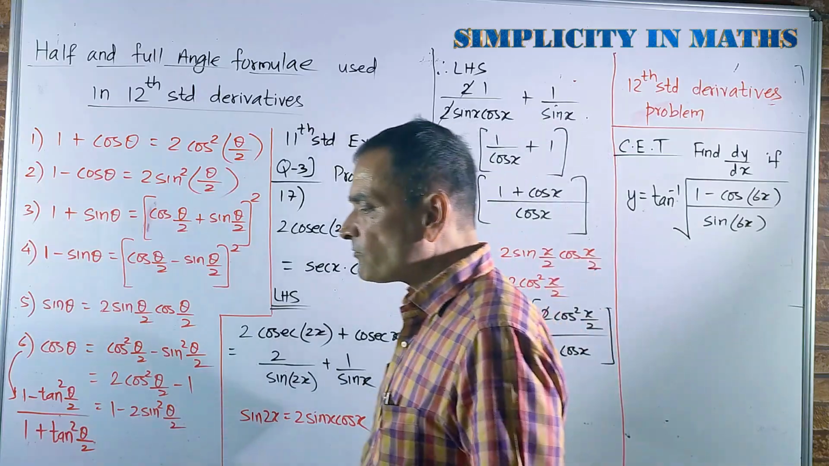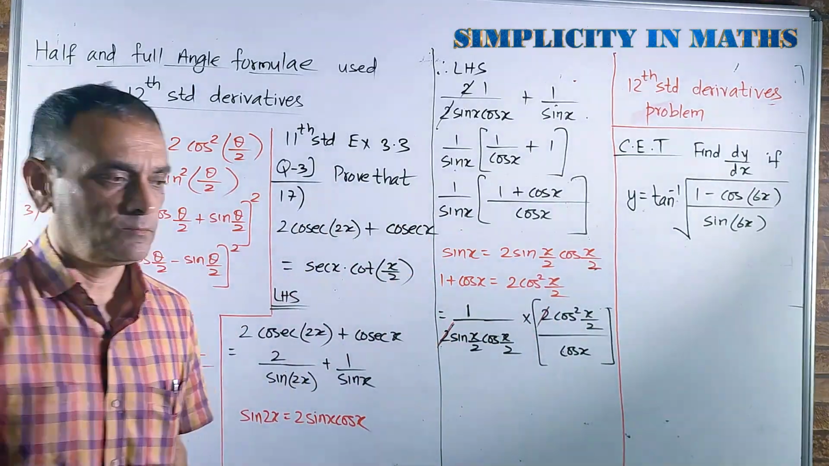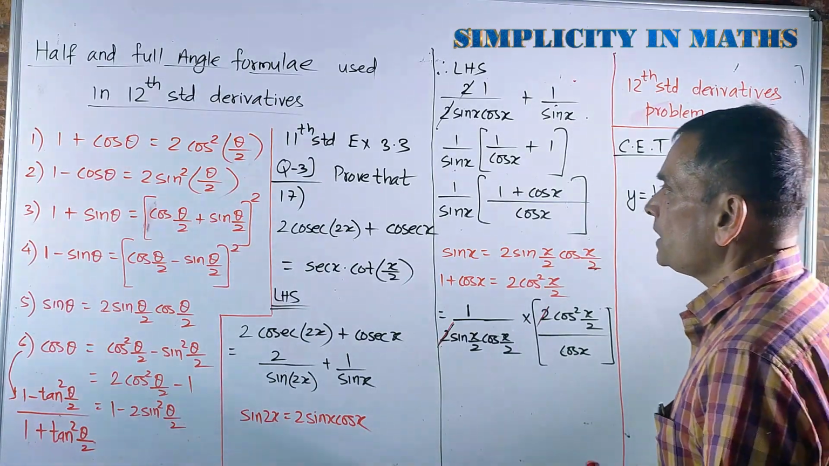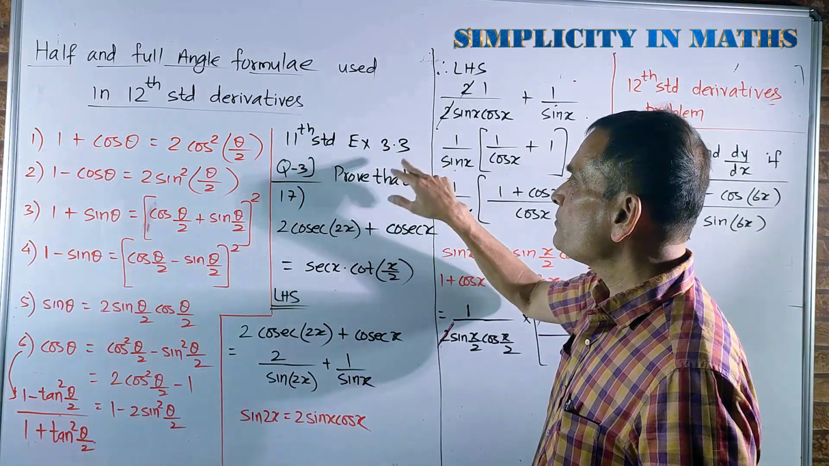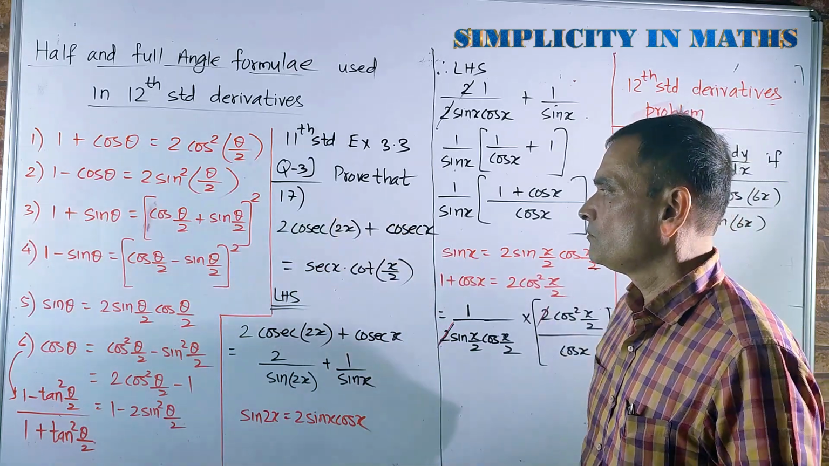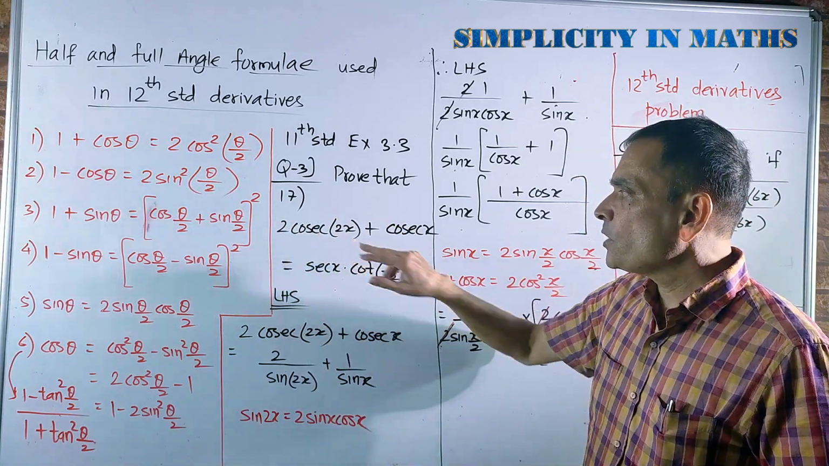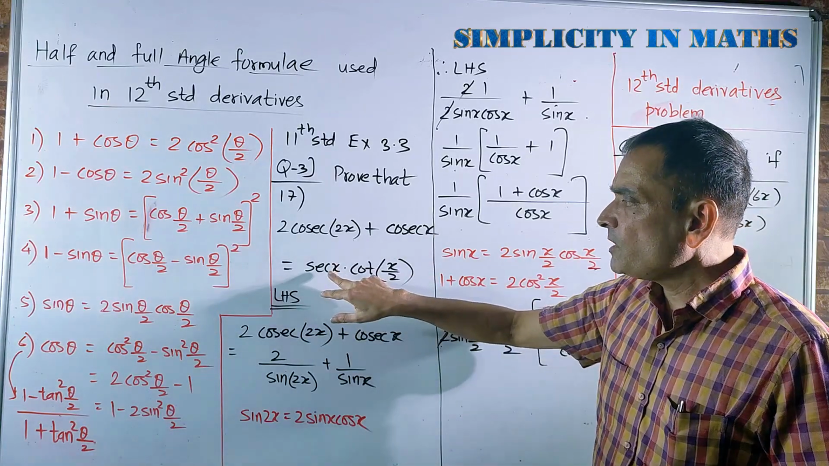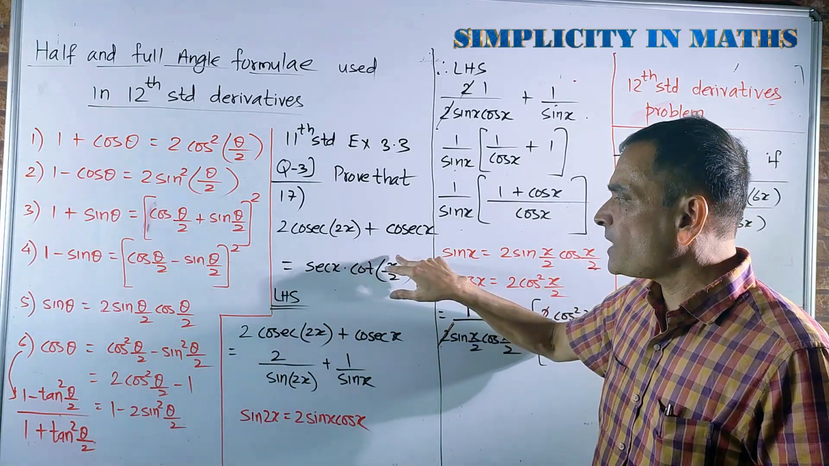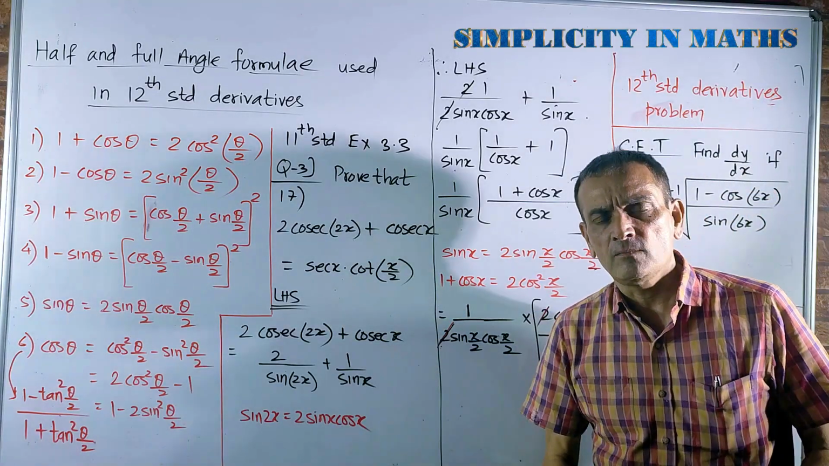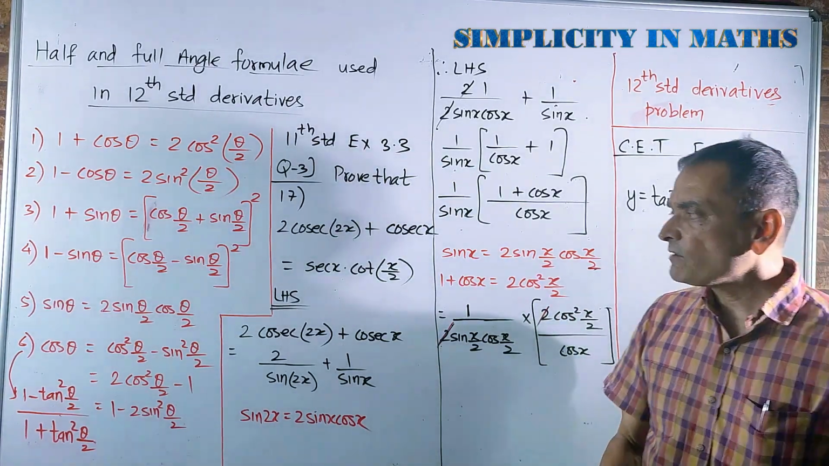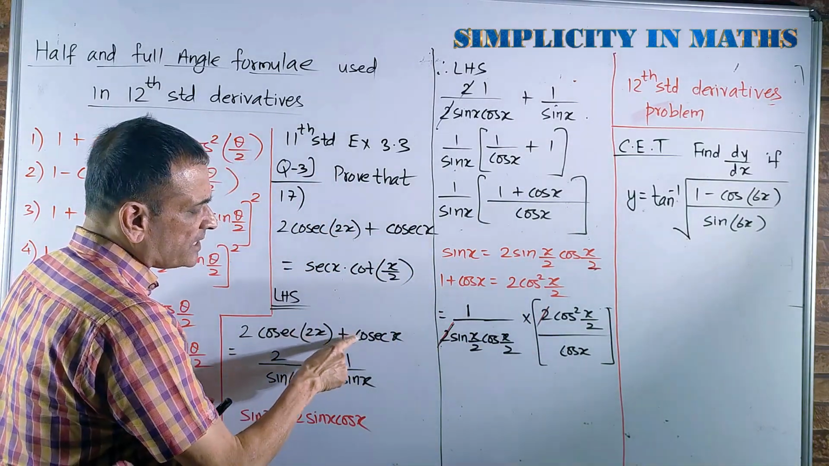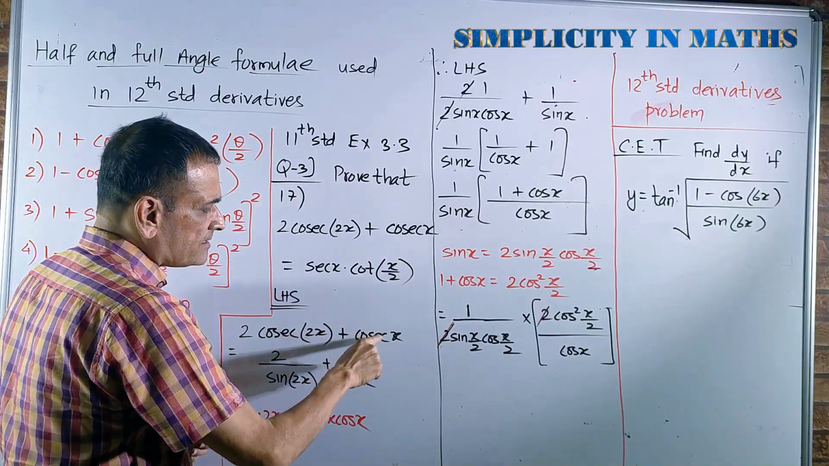Let us take one example from 11th and one example from 12th. Hope you are ready. 11th standard exercise 3.3, prove that, 17th sum: 2 cosec 2x plus cosec x is equal to sec x into cot x by 2. We have to prove this. So I am starting with the left hand side. 2 cosec 2x plus cosec x, I have started the left hand side.